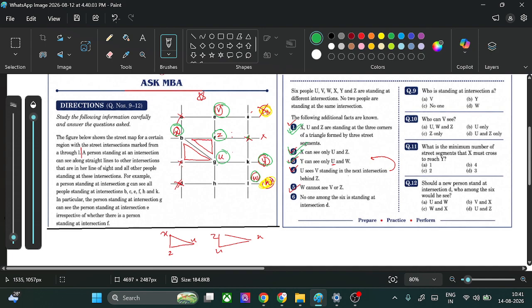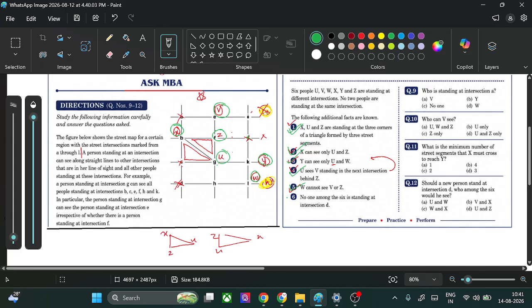Next, U is V standing in the next intersection behind Z. Okay, so that is also completely fulfilled. Next, W cannot see V or Z. W cannot see V or Z. That's it, so this is also correct. And sixth, anyway, it was the first information, which was by default correct. So in this way, all these conditions were fulfilled.